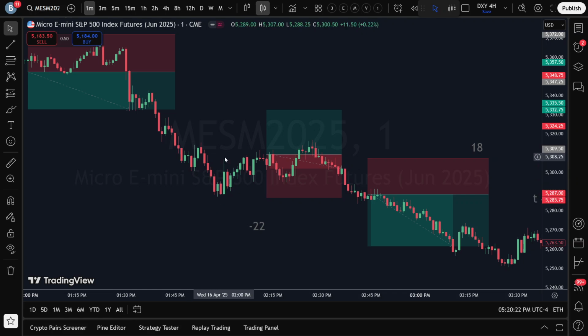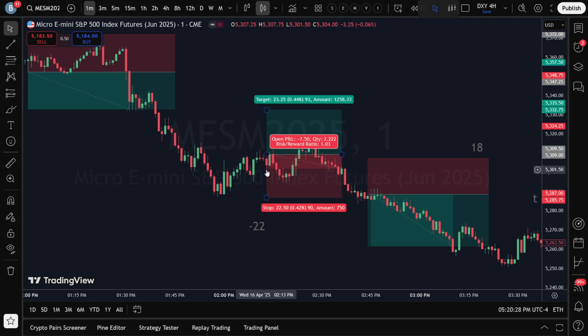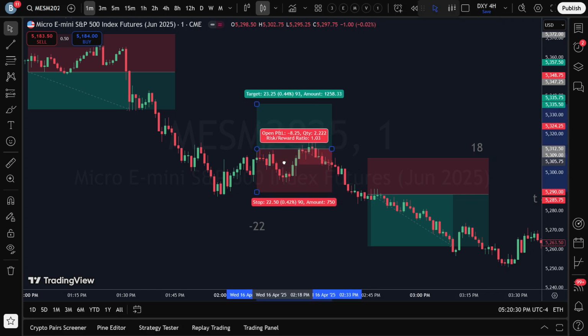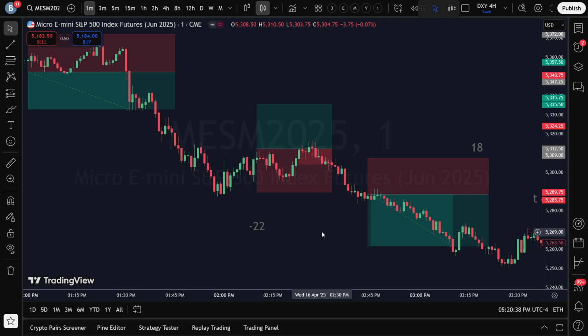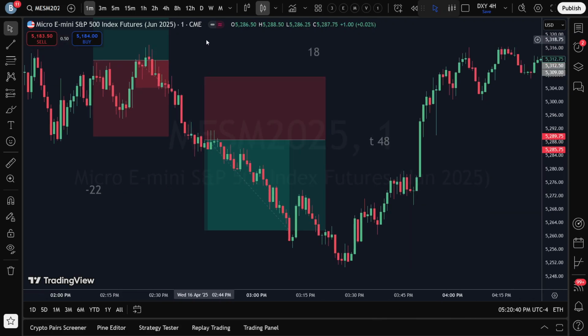We come up, come down. There's your first swing, right at the top. Second swing should be the entries here. And probably we can get away with that. 22, so -22. We have another one.